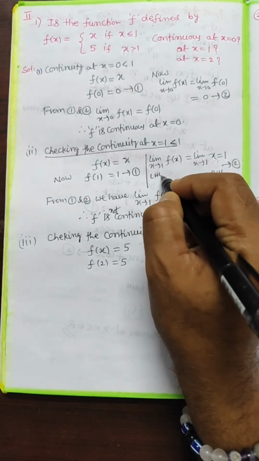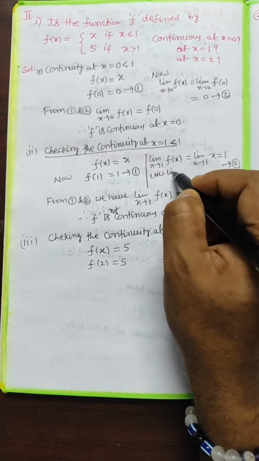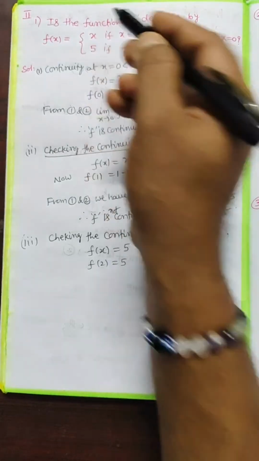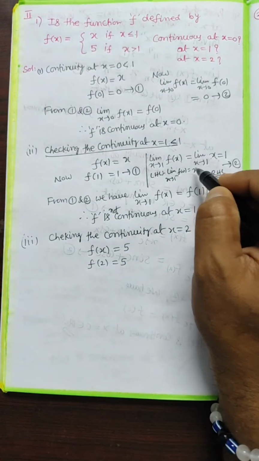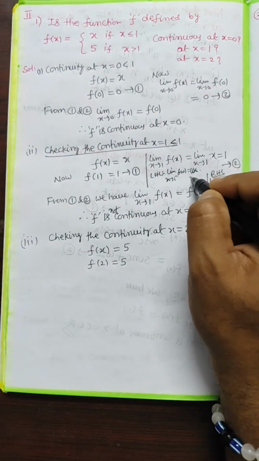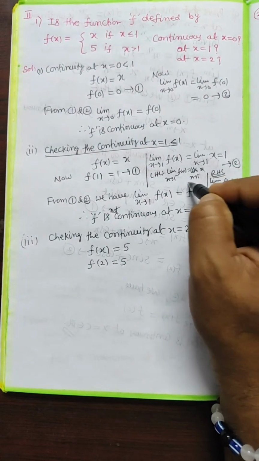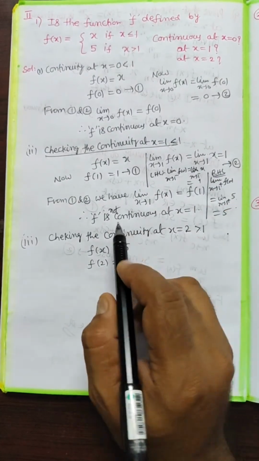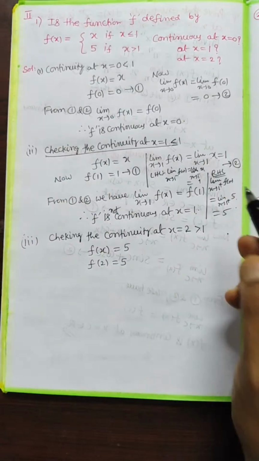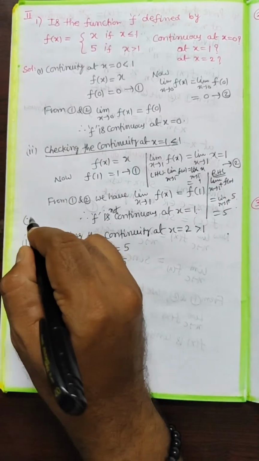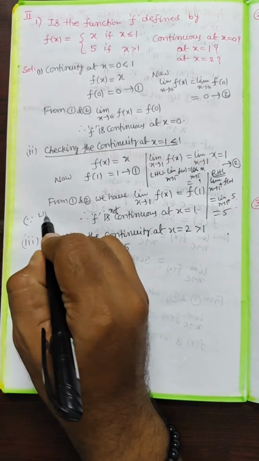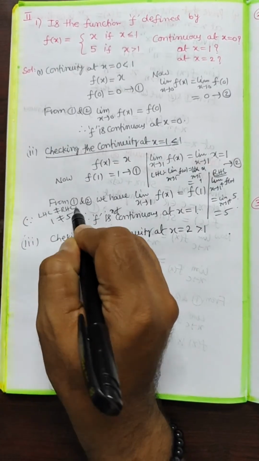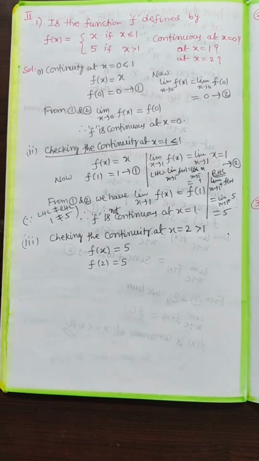This is the LHL value. Limit x tends to 1 minus f of x. x tends to 1 minus means x is less than 1. That value is x. Limit x tends to 1 minus of x. Both values are not equal. So therefore f of x is not continuous at x equal to 1. Why? Because LHL is not equal to RHL. So 1 is not equal to 5, dear students. I hope you understand.